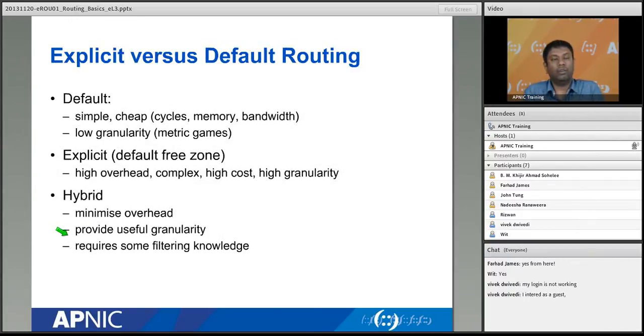Now we'll discuss explicit versus default routing. What is explicit routing and what is default routing? Let's define default routing. Default routing means you have only one path to go everywhere, right? So for example, from Australia, if you need to go anywhere in the world, probably you can go via the Sydney airport. So if this is the default path, anywhere you want to go in the world, our default gateway is in Sydney.